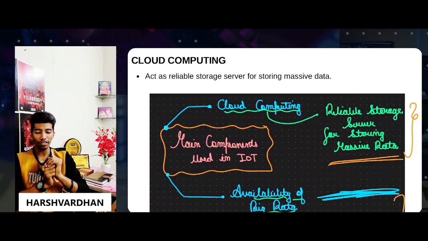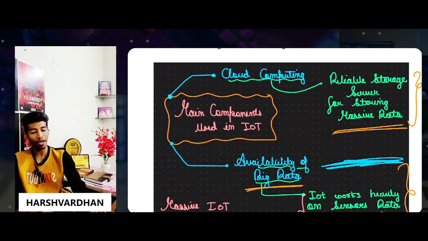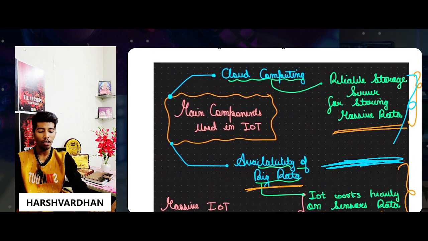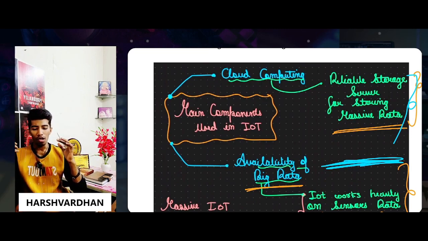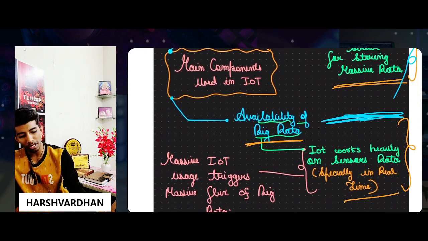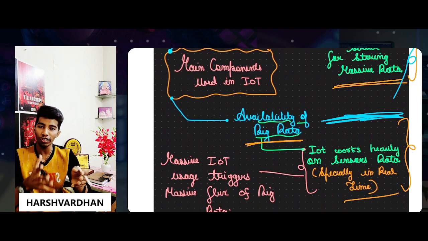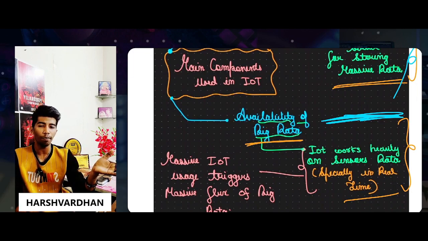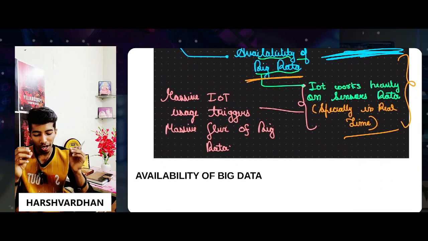So as we can see, the use of cloud, as I have already discussed, is a reliable storage server for storing massive amounts of data. Then the next thing which comes is the availability of big data. This is very important stuff. Let's understand this. IoT works heavily on sensor data, as we have just discussed in that complete scenario, especially in real time. Massive IoT usage triggers a massive flux of big data.